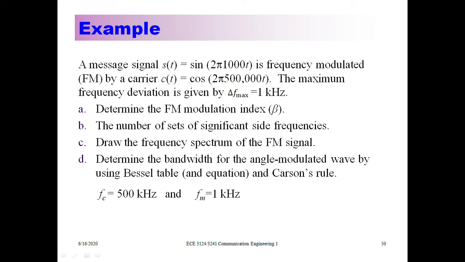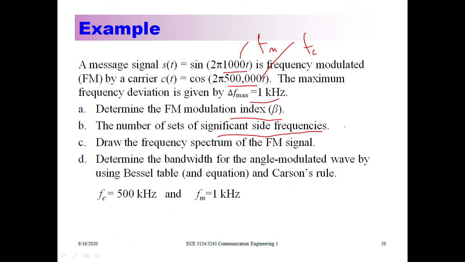For example, we have a sinusoidal signal sine 2 pi 1000t. Say 1000 is the FM. Okay. And the carrier is 500,000 FC. Okay. The maximum frequency deviation is 1 kilohertz. Find the modulation index beta. So delta F max divided by FM, we can get the beta.